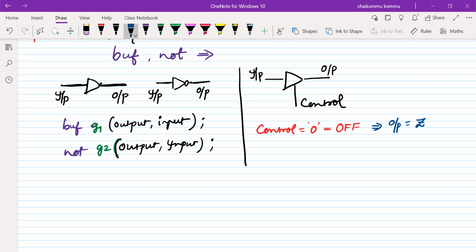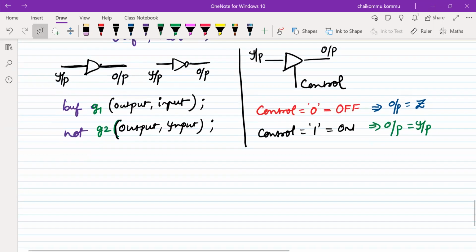Okay. So what about the next one? If the control signal is equal to logic 1, which means that it is on, what it says is that output is equal to input. Therefore, whatever the input that we are applying, that will be transferred to the output signal. Is it right? So that's what we have to observe.